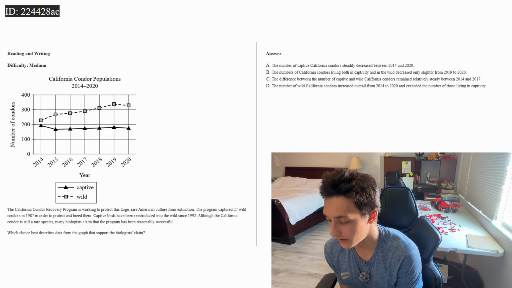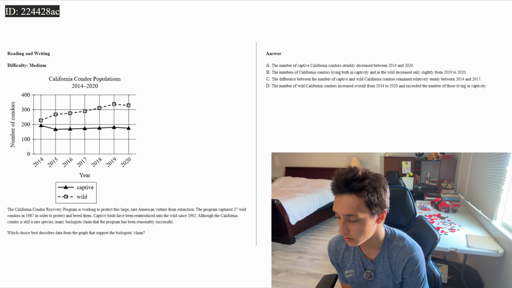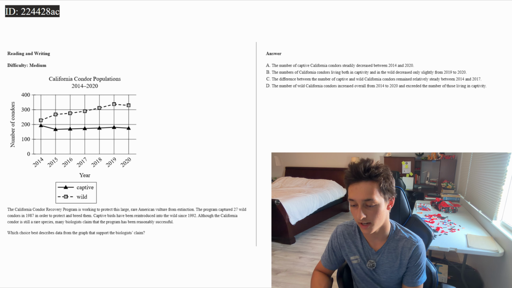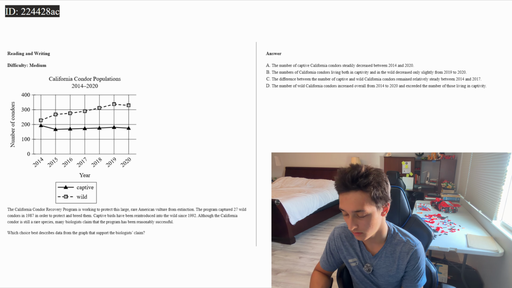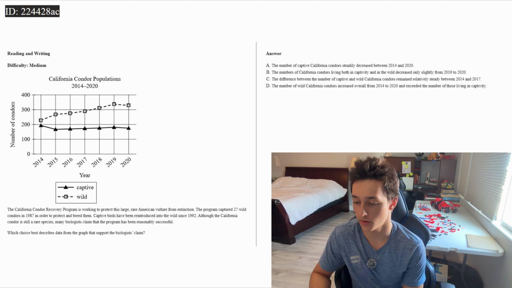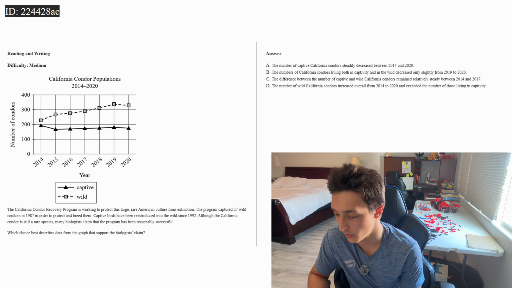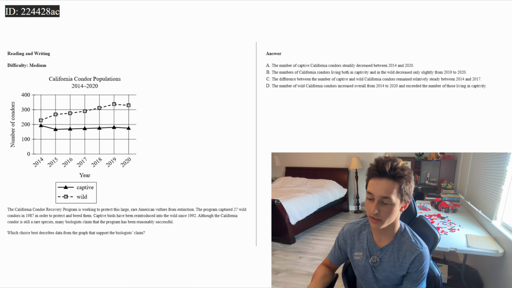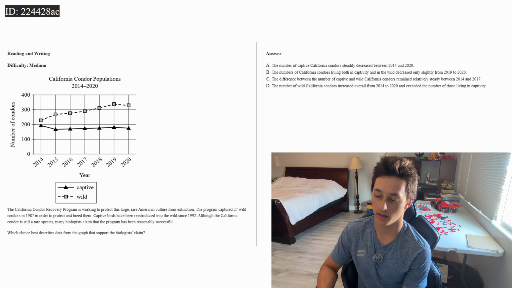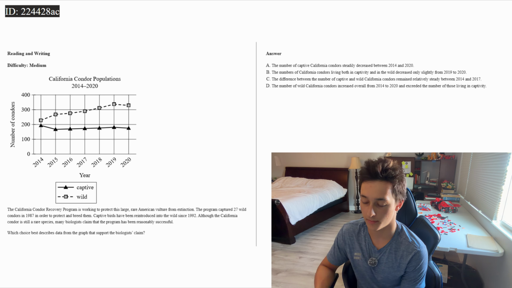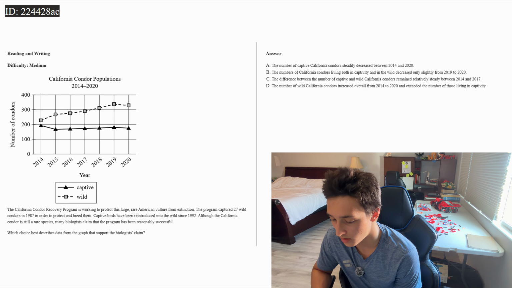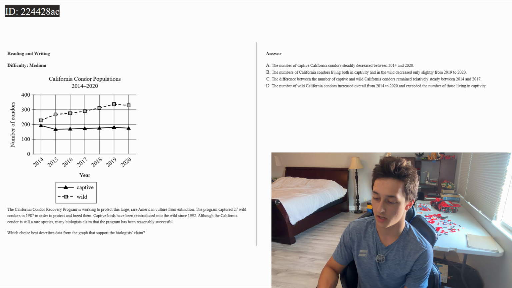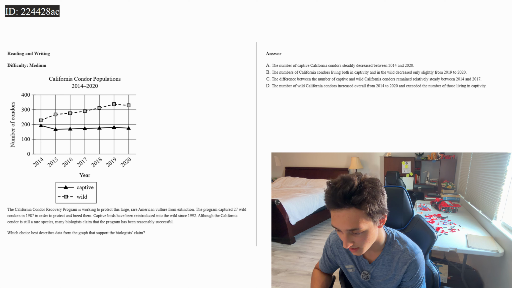The number of captive California condors steadily decreased between 2014 and 2020. So a decrease would not actually prove that the program was successful, because we want condors to increase or maintain, obviously. So A is incorrect here. The numbers of California condors living both in captivity and in the wild decreased only slightly from 2019 to 2020. Why would we talk about the decrease? We have so much more that we can talk about, right? That's a really bad answer choice. It's not supporting, so I don't like it. The difference between the number of captive and wild California condors remained relatively steady between 2014 and 2017. I would like to see something that's talking about the entire time scale.